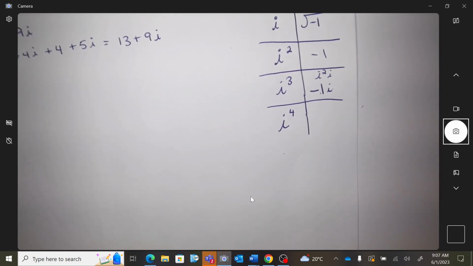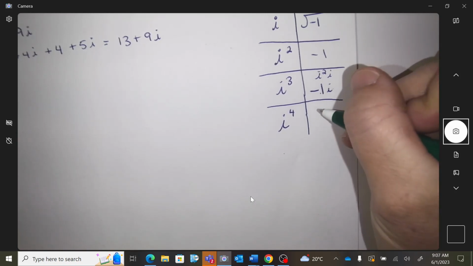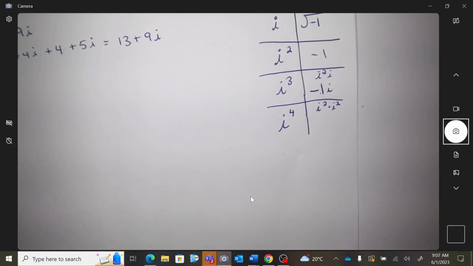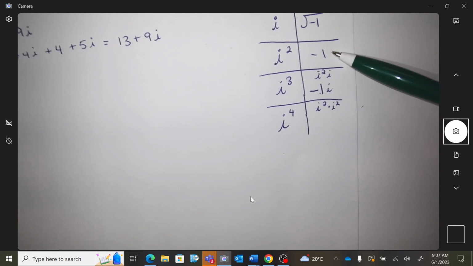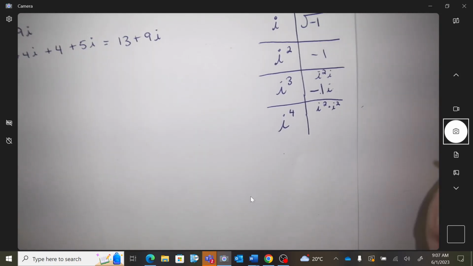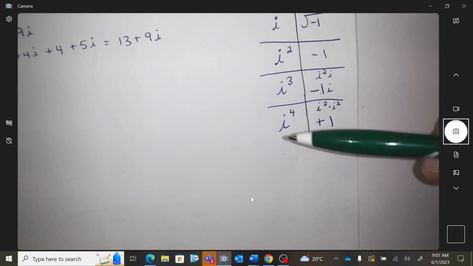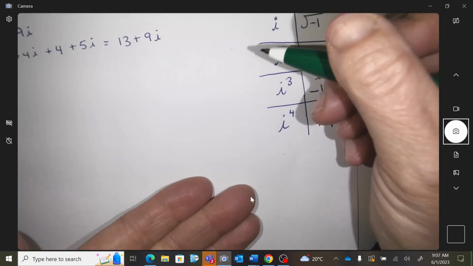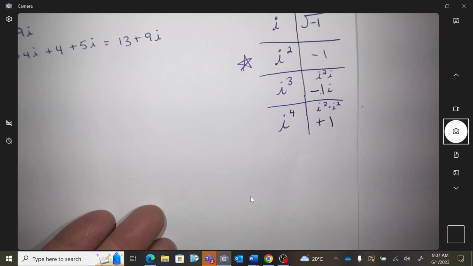i to the 4th would be the same idea as doing an i squared times an i squared. So what would that turn out to be? I'm going to go back to the i squared. So what is -1 times -1? +1. Okay, I always base everything off of i squareds when I do my math. Some people like to work with any of these values. It's up to you.